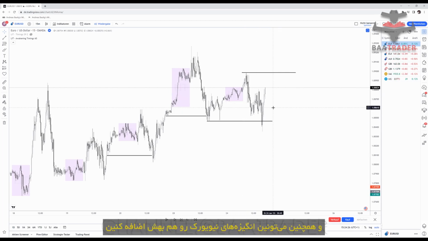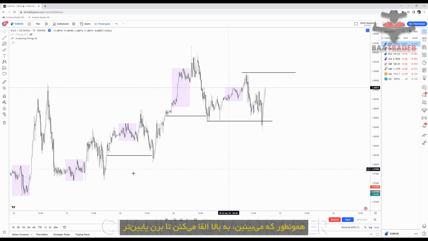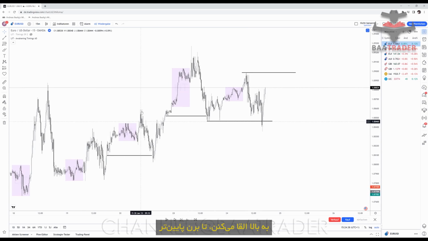And obviously you also can add in the New York intentions. It's the same stuff as well, but the most important being Asia, Frankfurt and London as they drive the day. As you always see it, look, inducement high to go lower, inducement high to go lower, and it's always literally in London. Isn't that weird? Isn't that crazy that it's always the same?